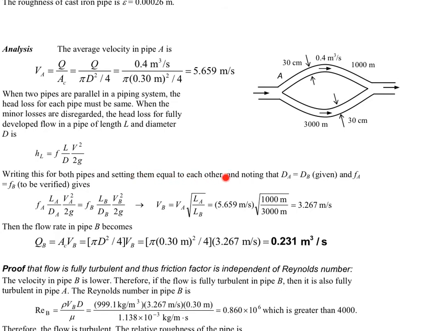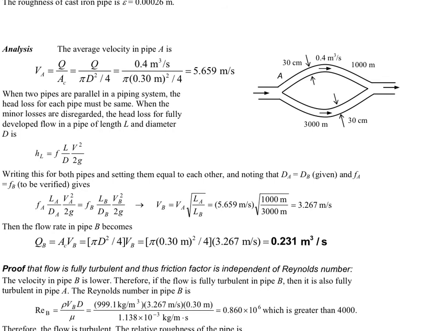Writing this for both pipes and setting them equal, and noting the diameter A is equal to the diameter B and the friction factor A is equal to the friction factor B, we can simplify it and we will get a velocity of 3.267 in the lower section, pipe B. Therefore, using the volumetric flow rate calculation, we get the volumetric flow rate as equal to 0.231 cubic meters per second.